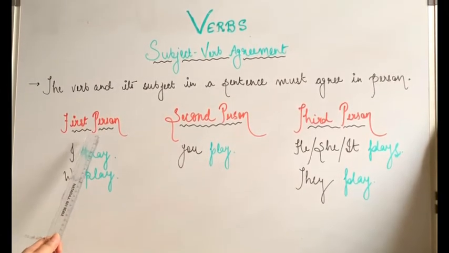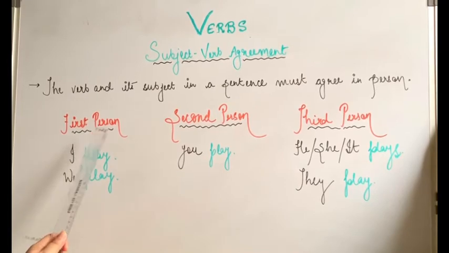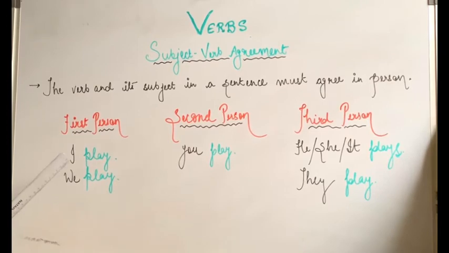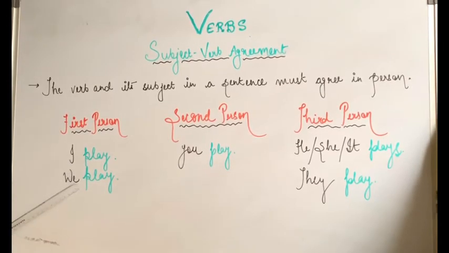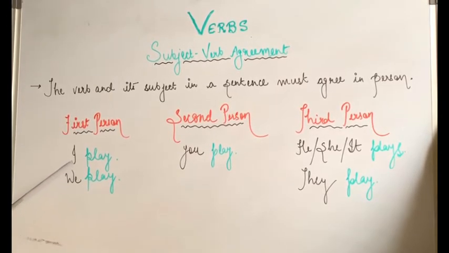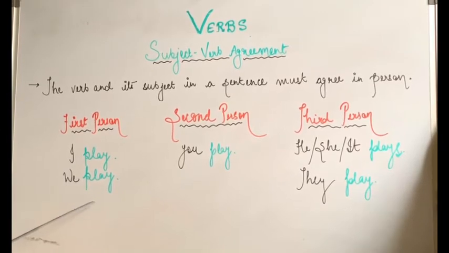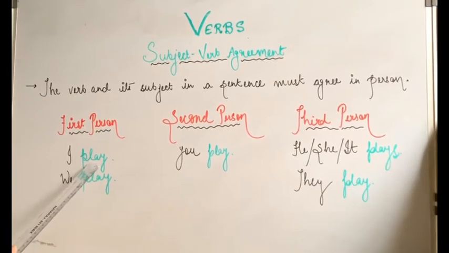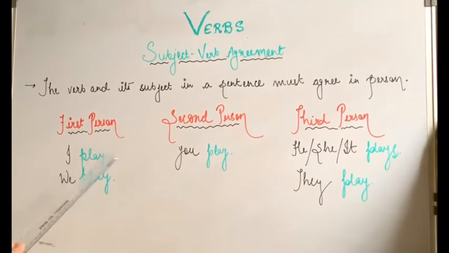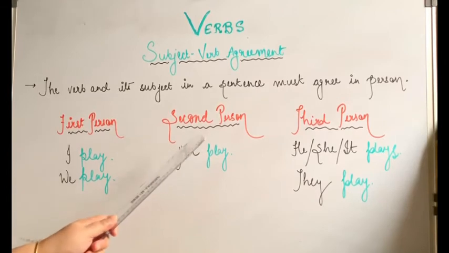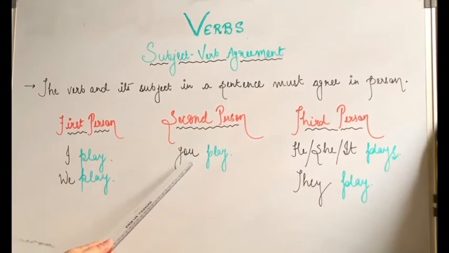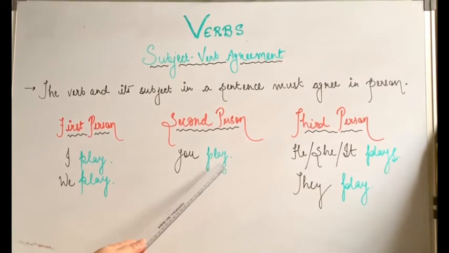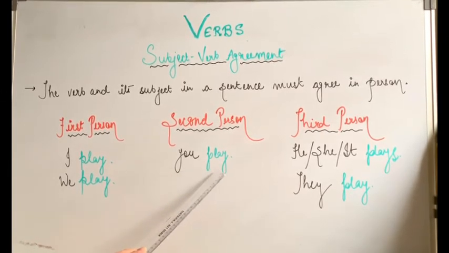Let us see the three categories of person: first person, second person and third person. Now first person singular is I and plural is we. But as I told you, I and you are exceptions, so with I we will use the plural form of the verb: I play. Again, in second person also, you can be used both as singular or plural. So you also will take the plural verb: you play.